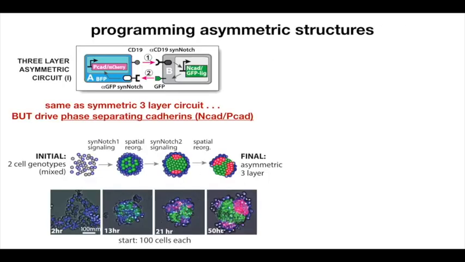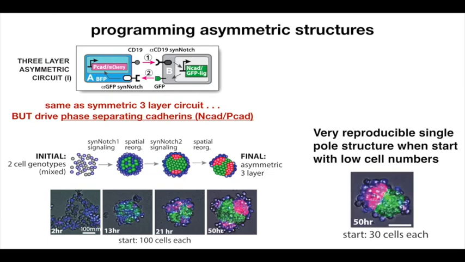And then this is what I showed in terms of getting asymmetric structures. Here we're driving in this conversation NCAD and PCAD, which will inherently separate, and we can get these symmetry-breaking structures. If we start with low numbers and then grow it in a gradual way, we almost always get this two-pole structure with a head and a tail.